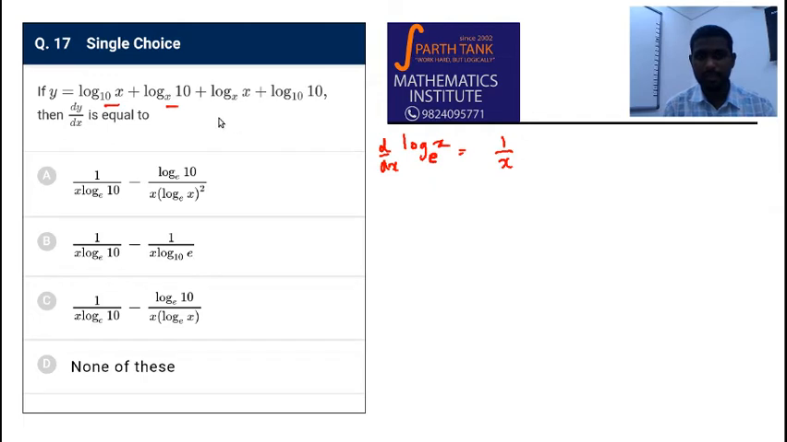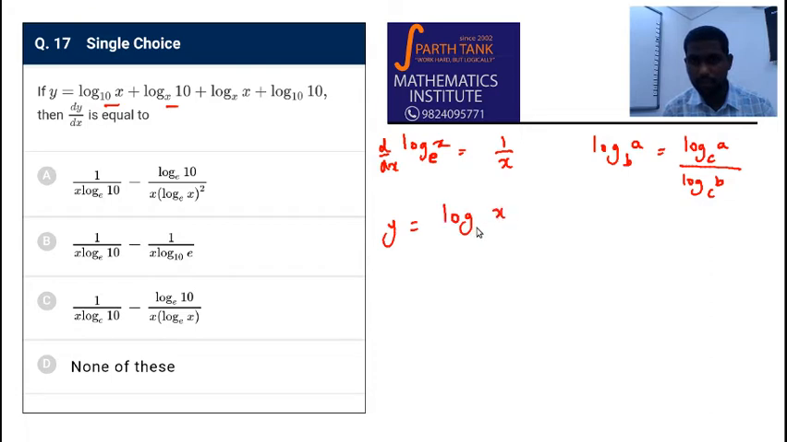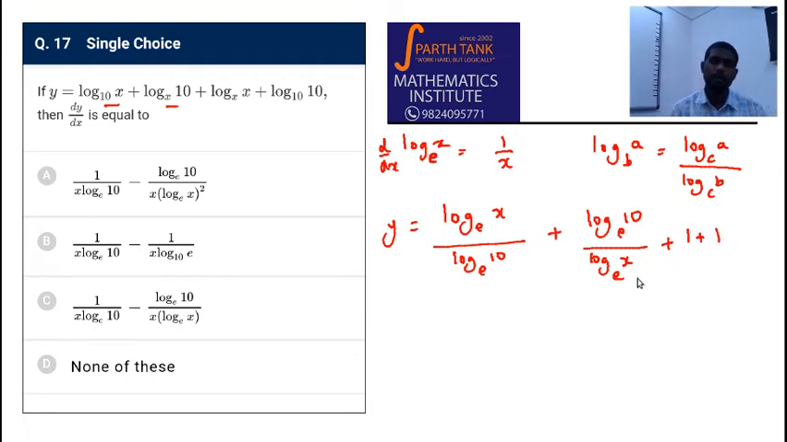So the first thing is to convert these to log base e. How do we do that? We know log a base b can be written as log a base c upon log b base c. Therefore, y, this log x base 10, can be written as log x base e upon log 10 base e, plus the second term will become log 10 base e upon log x base e. Now the third term is 1 and the fourth term is also 1.